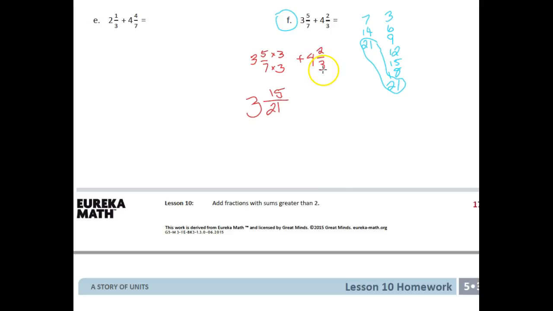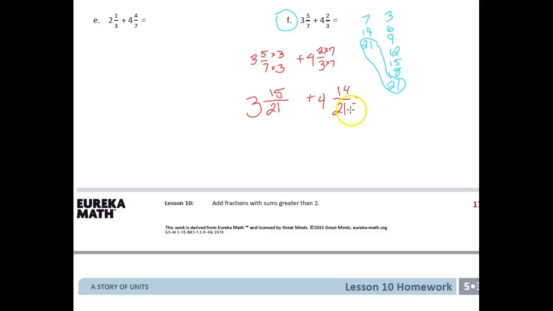Now when we take a look at this one, in order to get to 21, it's going to be 3 times 7. So we have to multiply the numerator by the exact same thing. Just like people, we have to treat them equally, otherwise we get the wrong answer. And so now we bring down our whole number, and 3 times 7, we get the 21 we were seeking, and 2 times 7, we get a 14.